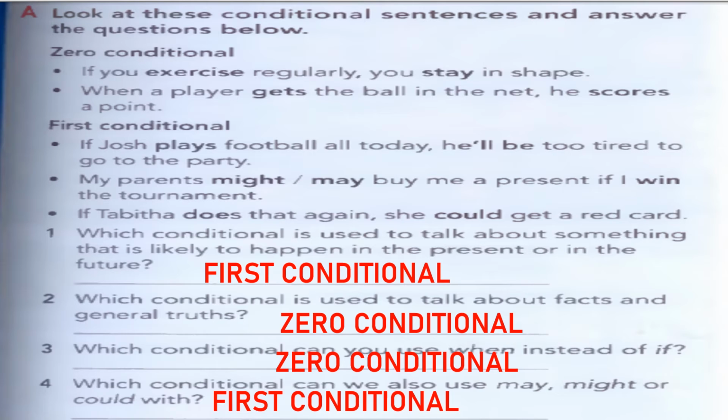My parents might or may buy me a present if I win the tournament. If Tabitha does that again, she could get a red card. Look at number 1. Which conditional is used to talk about something that is likely to happen in the present or in the future? The answer is first conditional. Number 2. Which conditional is used to talk about facts and general truth?